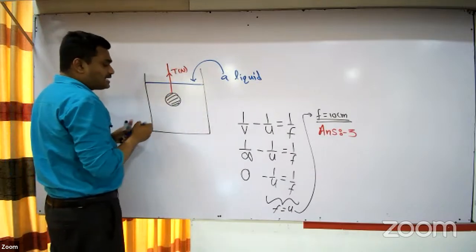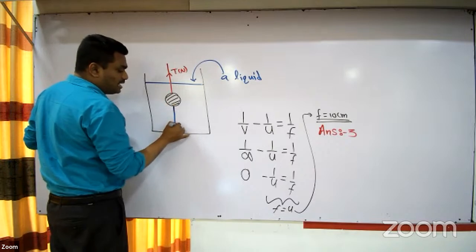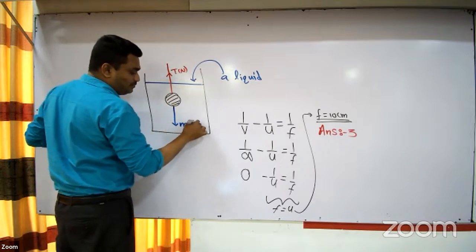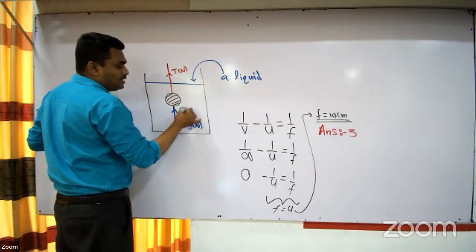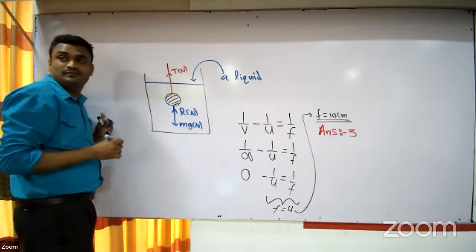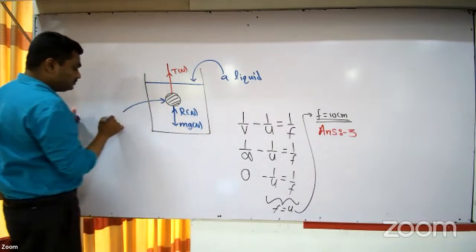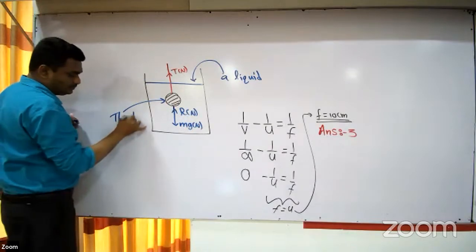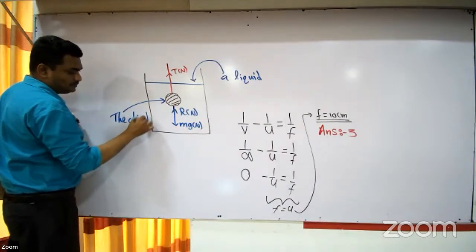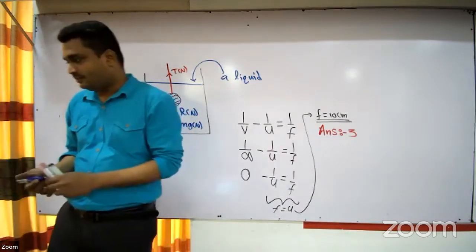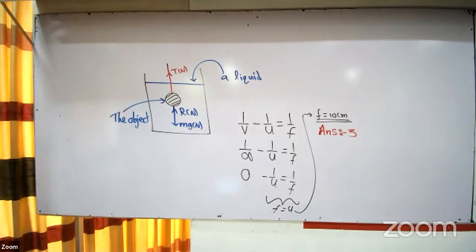And there are two forces acting on the object. The two forces are the gravitational force mg and the upthrust R. Would you please quickly draw this figure? So T is the tension force in the string.